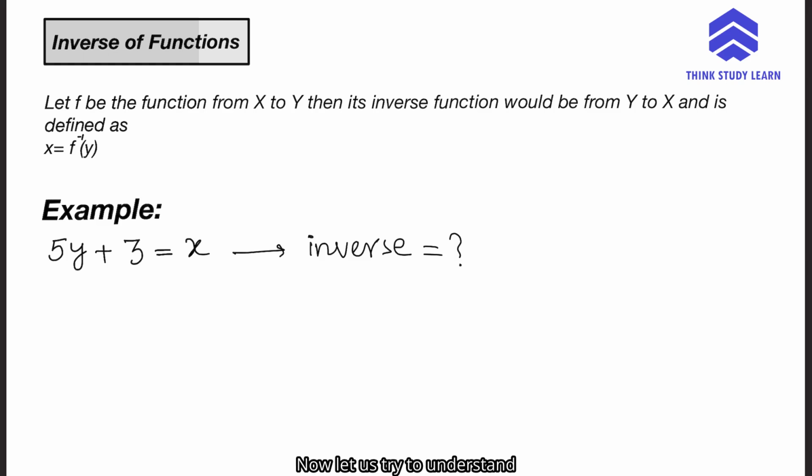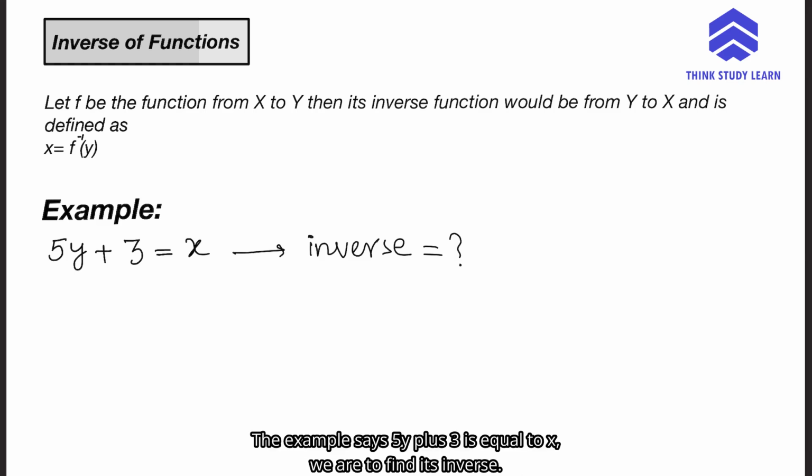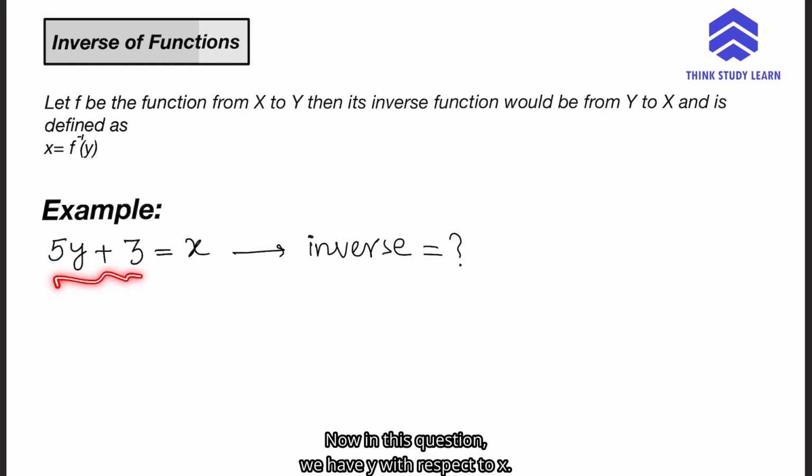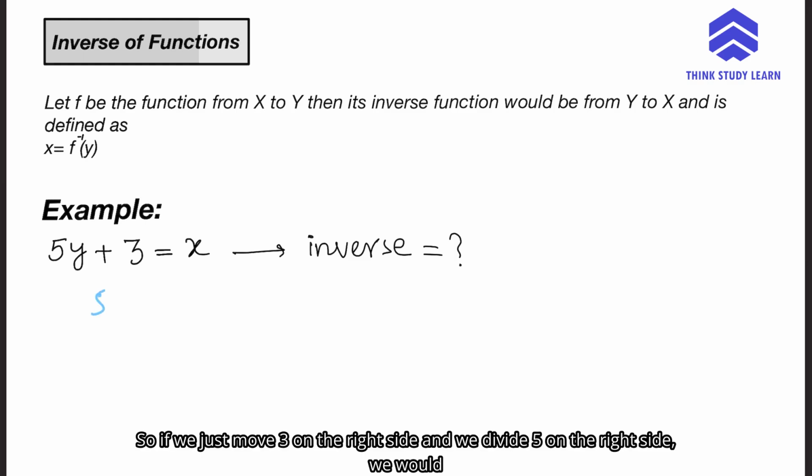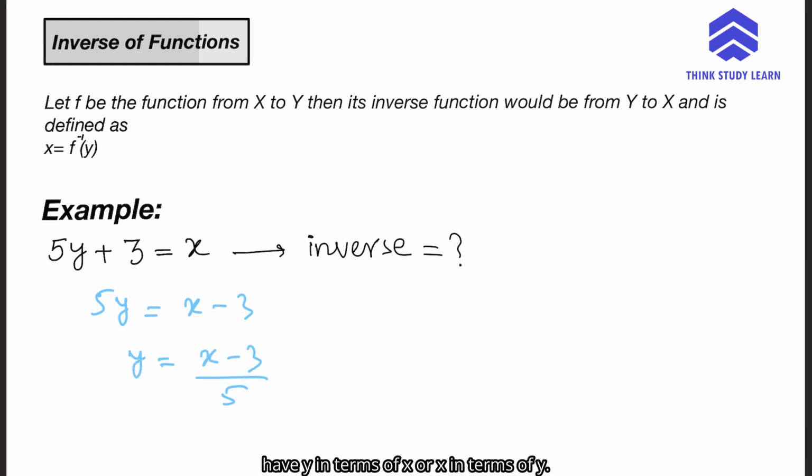Now let us try to understand it with the help of an example. The example says 5y plus 3 is equal to x, and we are to find its inverse. Now in this question, we have x with respect to y. So if we write y with respect to x, that would give us our inverse. So if we just move 3 to the other side and we divide by 5, we would have y in terms of x.